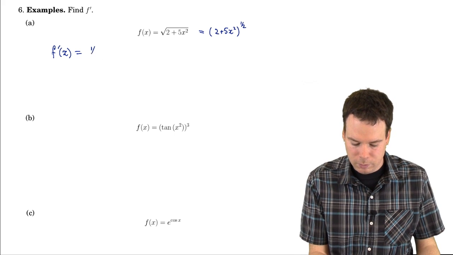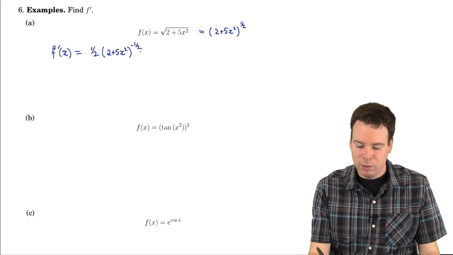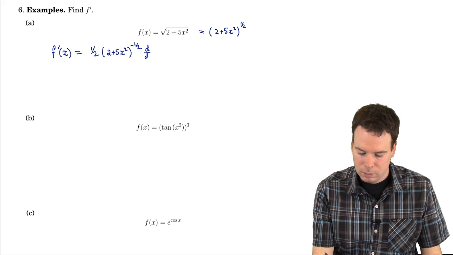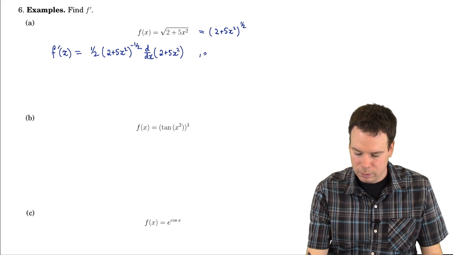And here the derivative of the outside is going to be 1/2 times (2 plus 5x squared) to the negative 1/2. And then we need to multiply by the derivative of the inside function. So that's going to be the derivative of 2 plus 5x squared. So that's by the chain rule.